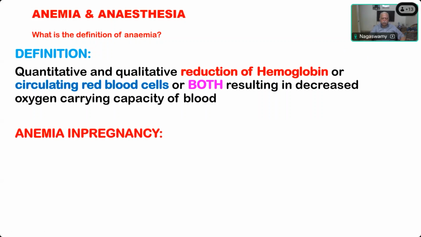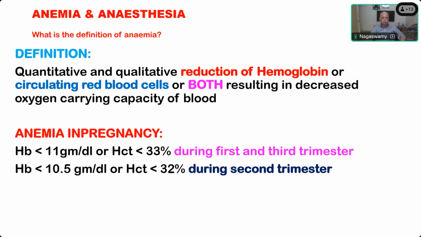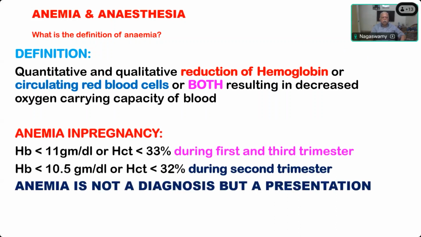So that is the definition of anemia. First, this topic I prepared it for anemia in pregnancy. So this is considered as anemia: less than 11 grams or 33% hematocrit during the first trimester, and 10.5 grams or hematocrit of less than 32 during the second trimester. But in the general population, what is that? As Risha said, it is 13 grams. Minimum 13 grams should be there.